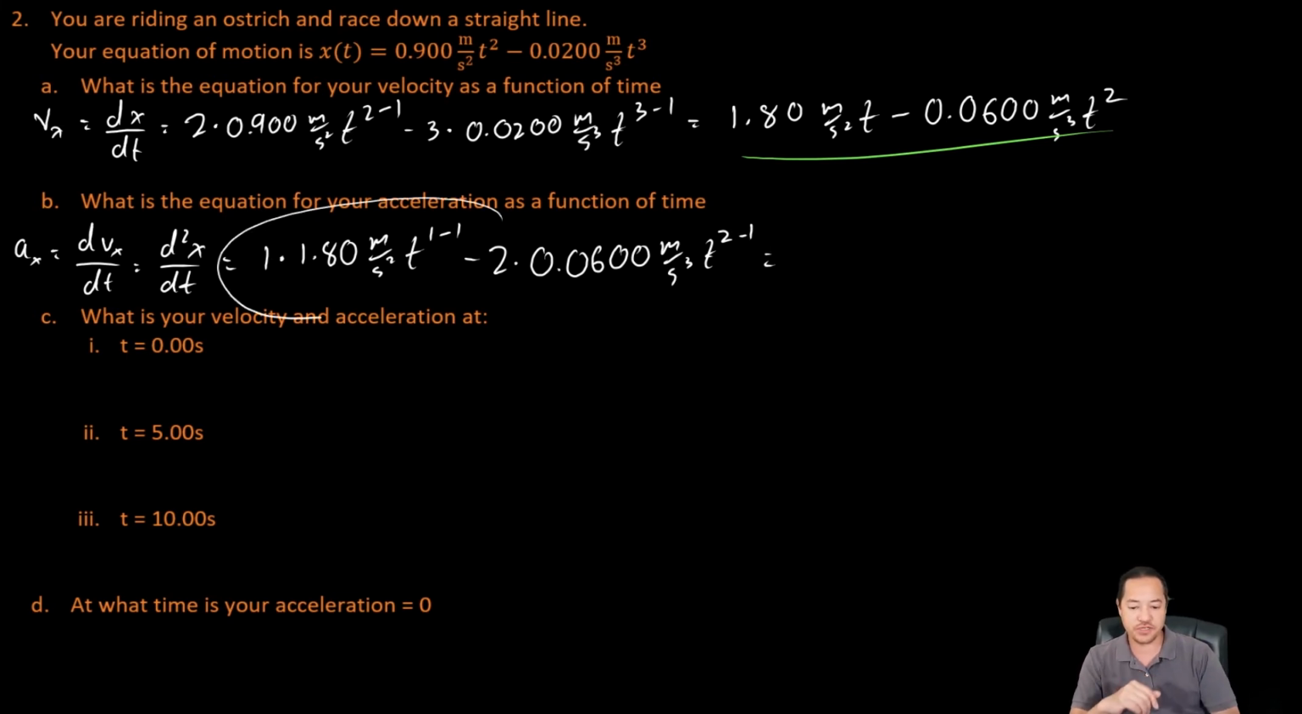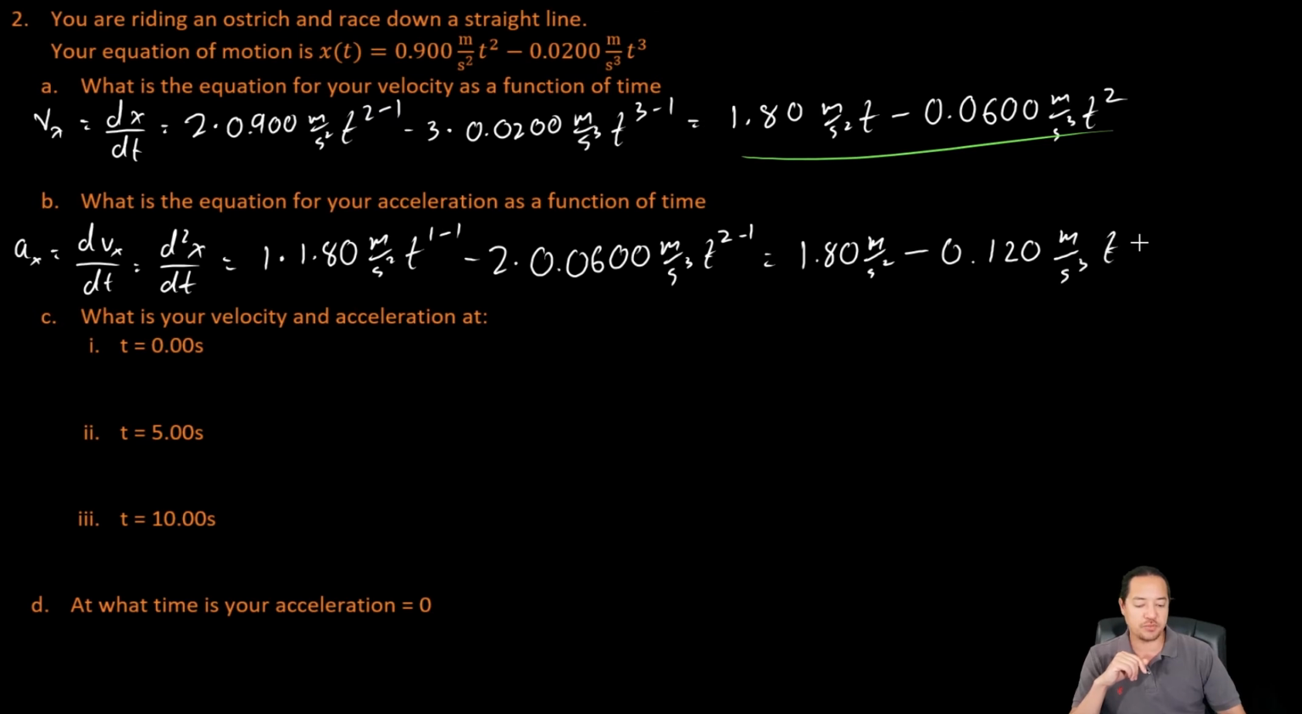So the first term here simplifies to just 1.80 meters per second squared, and t to the 0, which is the same as 1, right? Minus, what do we get here? Looks like 0.120 meters per second cubed, t to the power of 2 minus 1, t to the 1. Okay, so we'll just leave it like this. So now this is going to be the equation for the acceleration, the instantaneous acceleration.